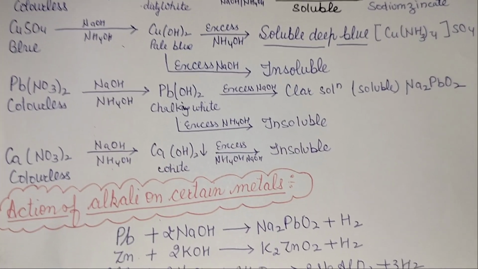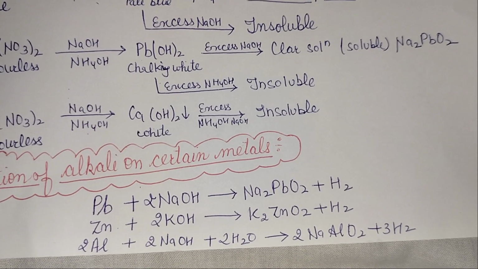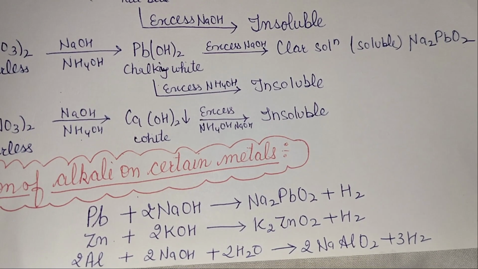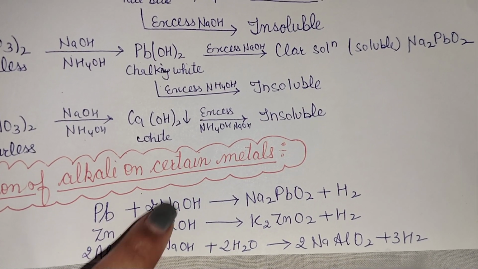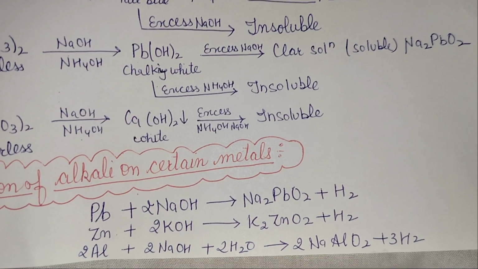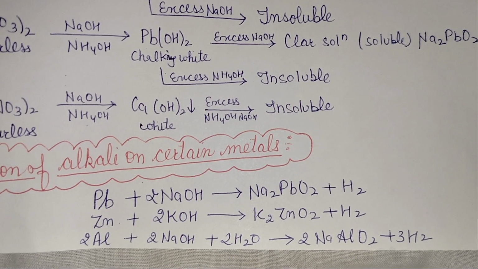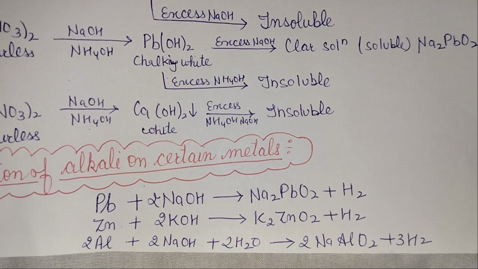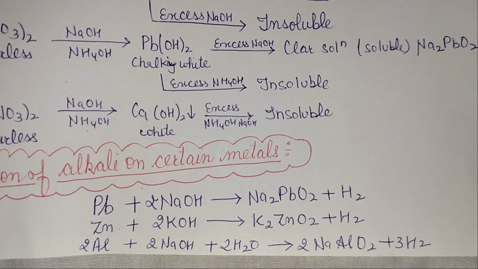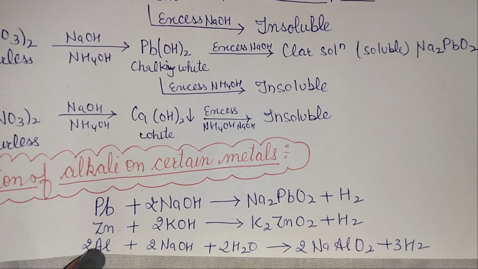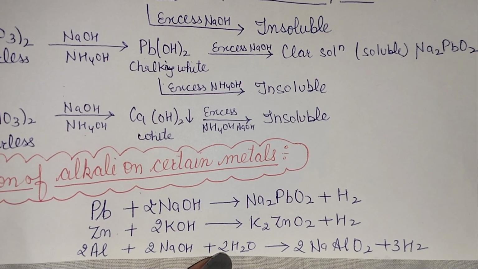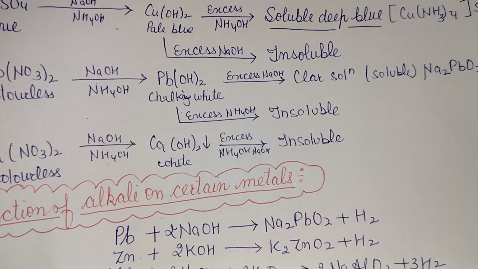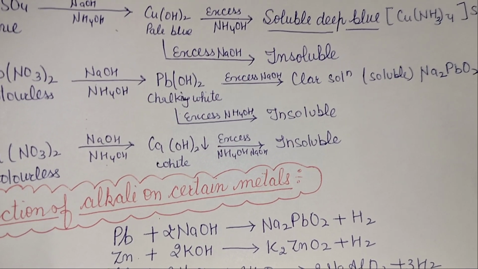Then, action of alkali on certain metals. Here we are going to discuss the action of alkali on certain metals. Here we are going to form metallic salts. So lead reacts with NaOH and forms Na2PbO2. And in the case of aluminium, only in the case of aluminium, we are using H2O here. So these are some important, not very important, but a little bit important equations.